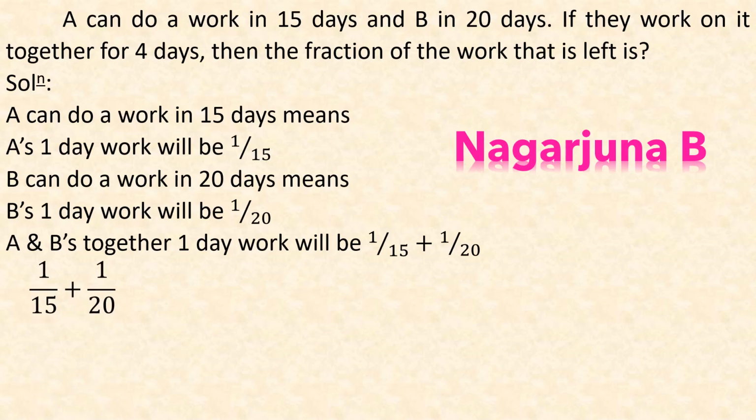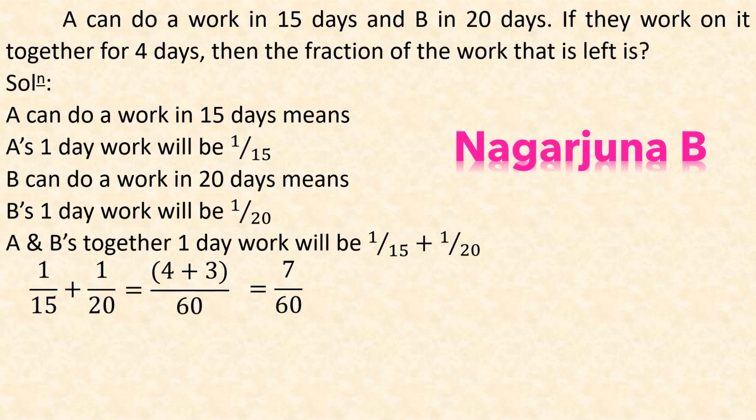So 1 by 15 plus 1 by 20 will be equal to, so 15 and 20, the LCM will be 60. So 1 by 15, that means 15 has to be multiplied by 4 to get 60. Therefore 1 into 4 will be 4. Then 1 by 20. To get 60, 20 has to be multiplied by 3. Therefore the numerator 1 has to be multiplied by 3. Therefore we can write 1 by 15 plus 1 by 20 is equal to, within the bracket, 4 plus 3 divided by 60. And upon simplification it will be 7 by 60. It is what A and B together do in 1 day.